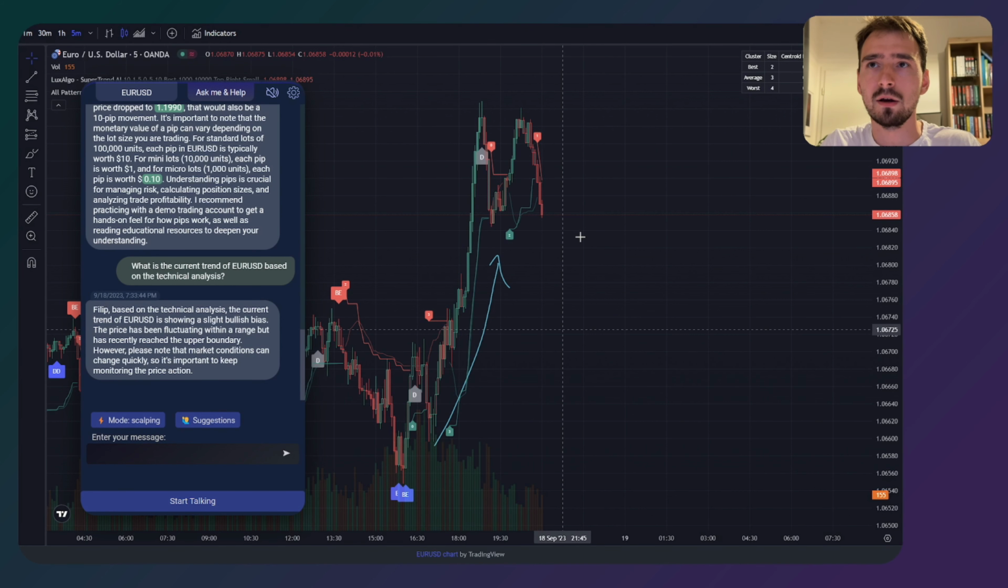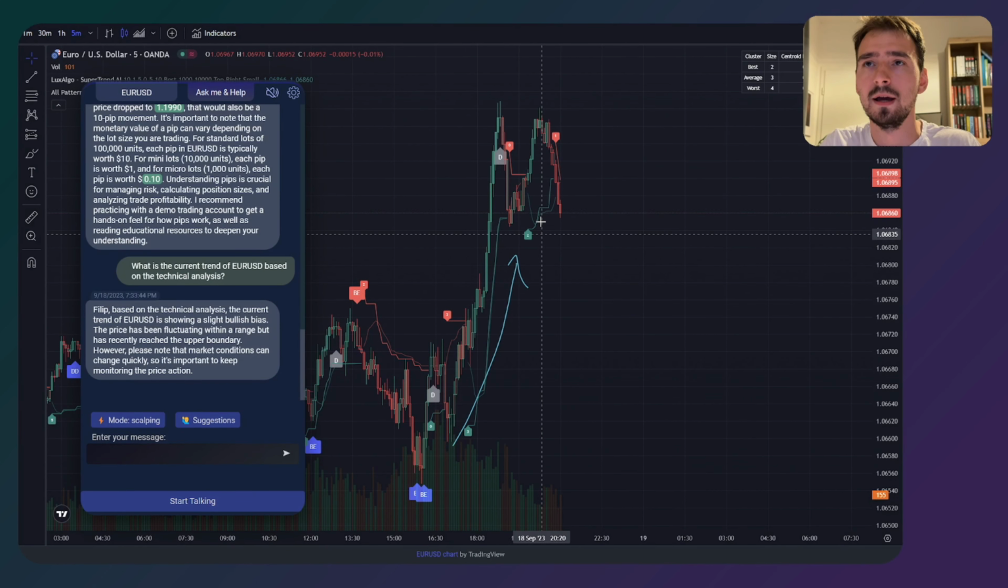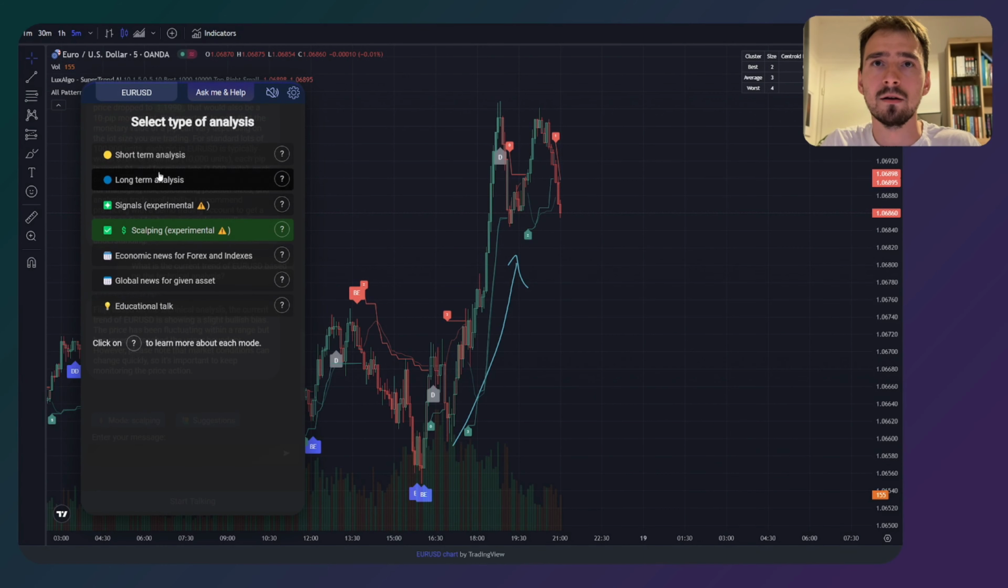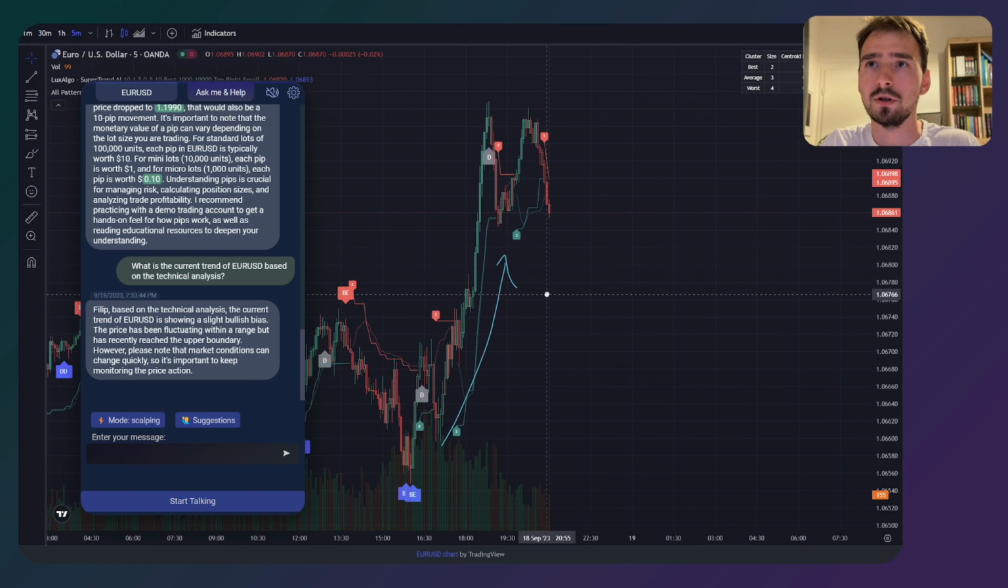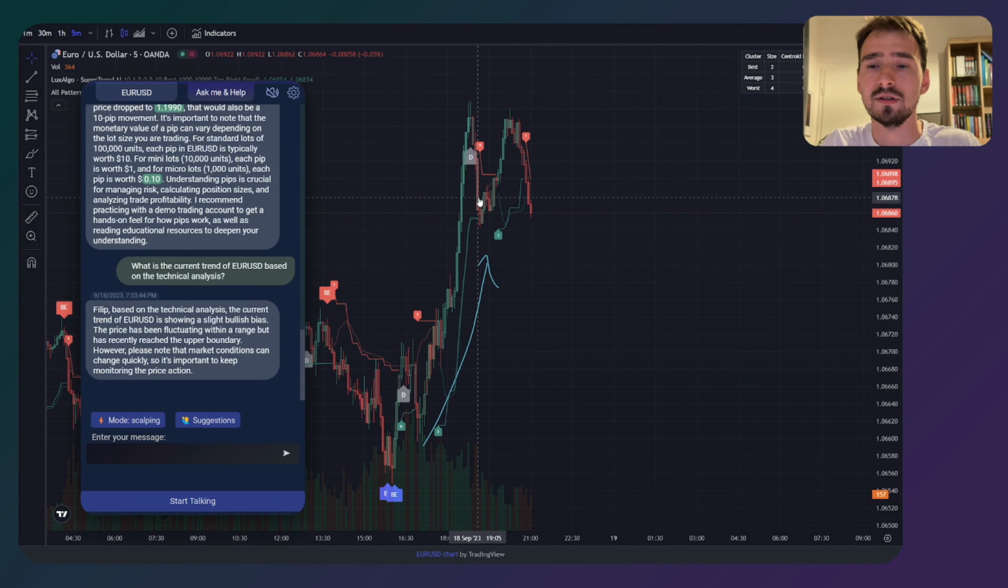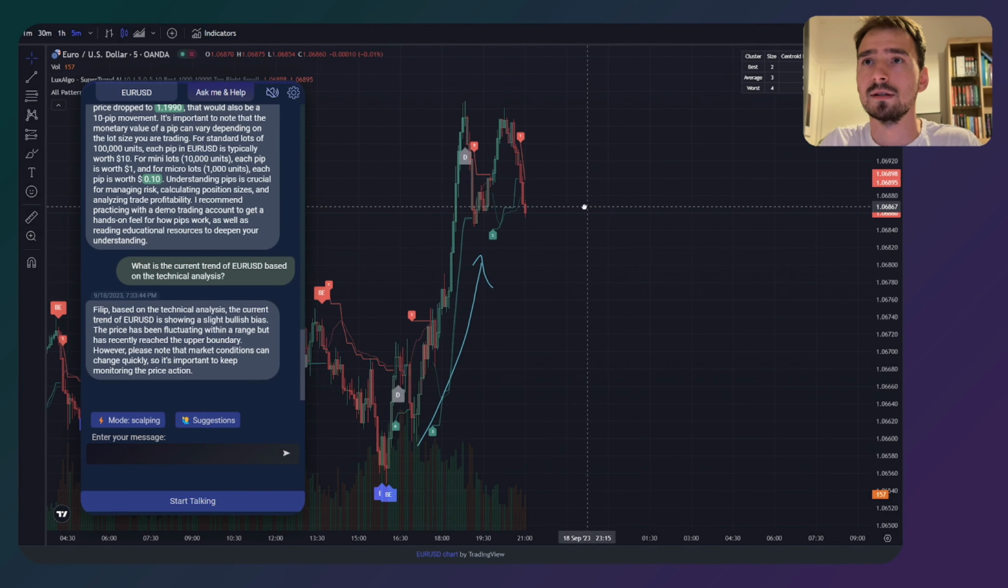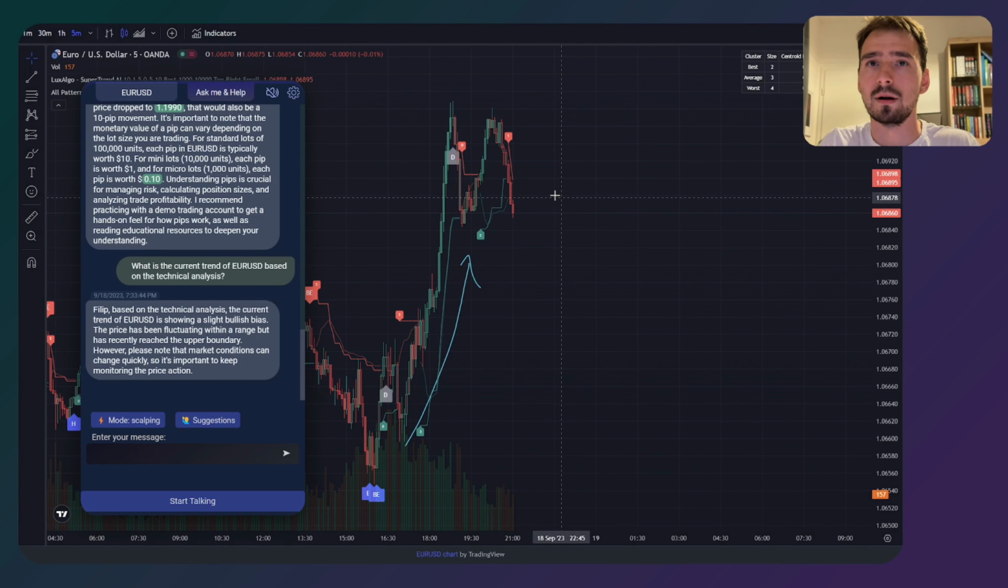If you click on it, it automatically switches to the graph and analyzes it for you, depending on the mode you're in. Then it starts reasoning what you should do and gives you an idea or suggestions of what's going to happen with the market.